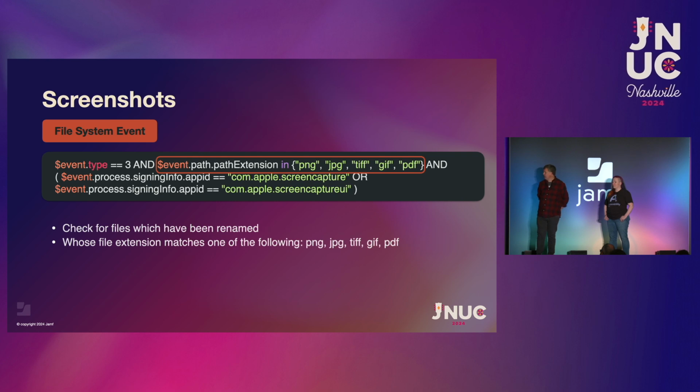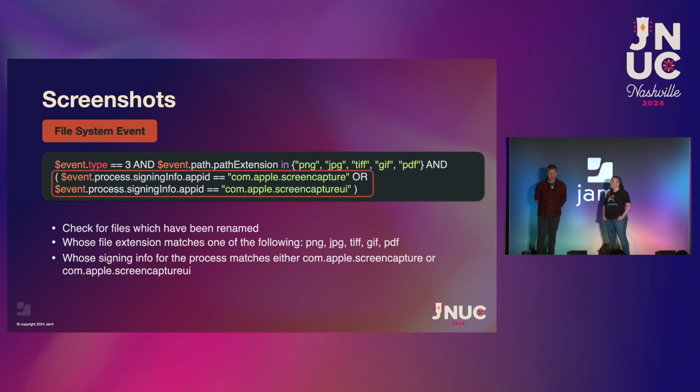Now at this point, if we left it here, this would trigger for any graphical image, any picture that gets renamed. So to qualify that, we're then going to look at the process that was involved, and we compare the app ID to two known bundle IDs of the two processes that Apple uses for screenshots. Okay, so this will only trigger now if those processes were involved, and we get an image that's renamed with those file extensions. Okay, so these can get quite complicated, but if you break it down logically, hopefully it makes a bit of sense.